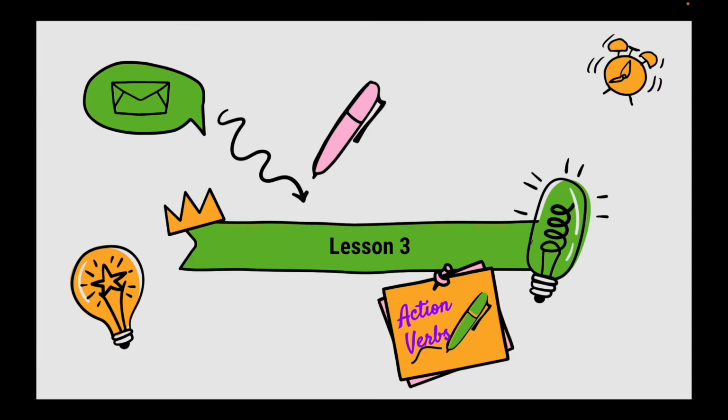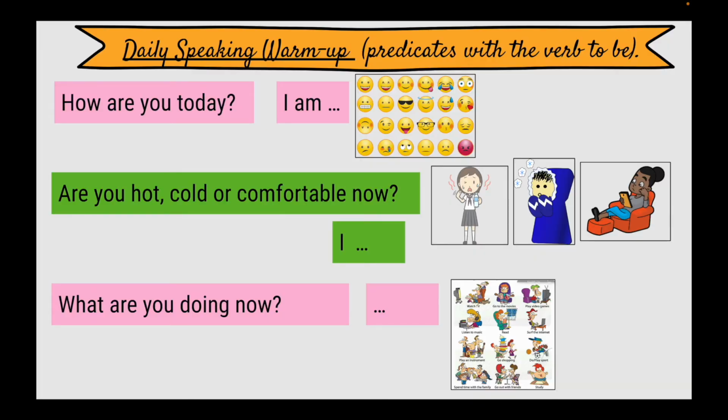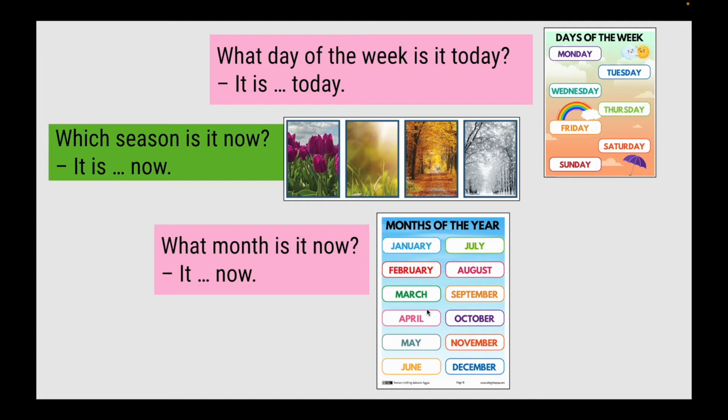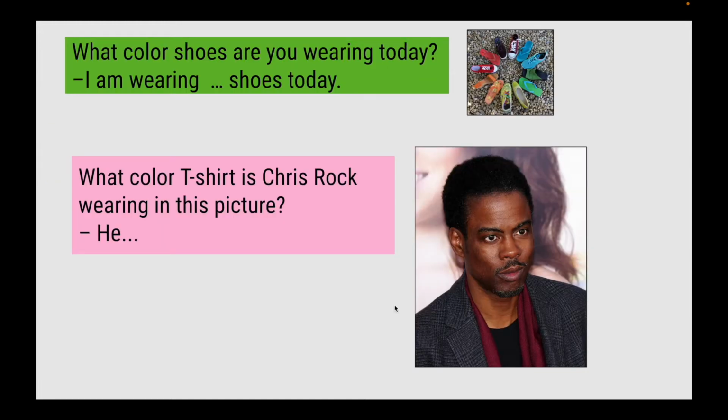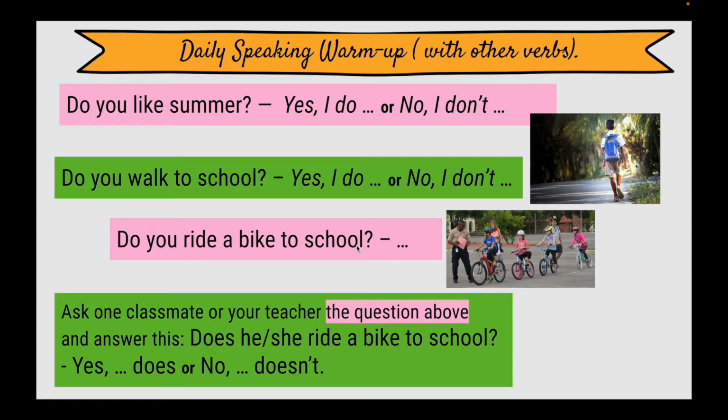Lesson 3 is action verbs. Again, daily speaking warm up. Here I'm using similar sentences but adding new ones. I'm adding months to the calendar. Clothes, here they would have to use the verb is instead of am. And again, other verbs, not just to be.